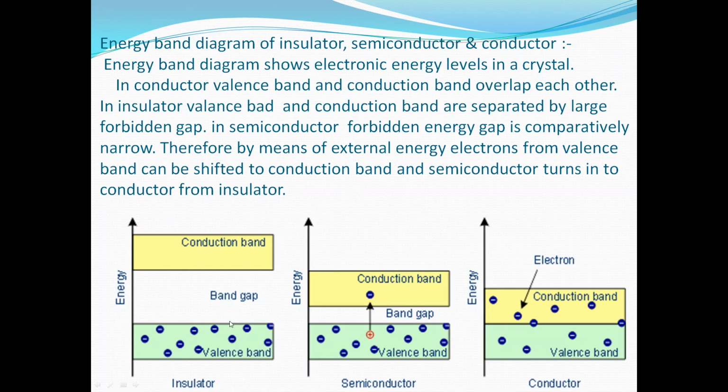In an insulator, this is your insulator, the valence band and conduction band are separated by a large forbidden gap. This is called a forbidden gap. And in a semiconductor, this is your semiconductor, the forbidden energy gap is comparatively narrow. Therefore, by means of external energy, electrons from the valence band can be shifted to the conduction band and the semiconductor turns into a conductor from an insulator. Is that clear?